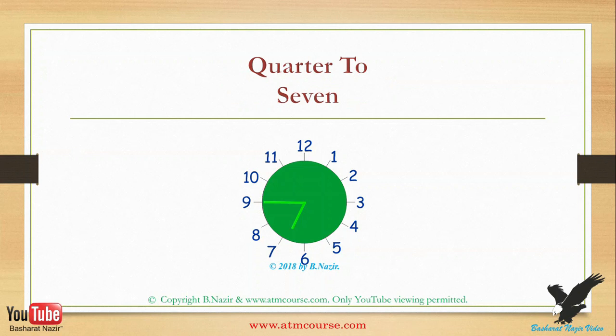This clock is showing quarter to 7, because the big hand is pointing to 9 and the small hand is close to 7. Now you say, quarter to seven. This clock is showing quarter to eight, because the big hand is pointing to nine and the small hand is close to eight. Now you say, quarter to eight.